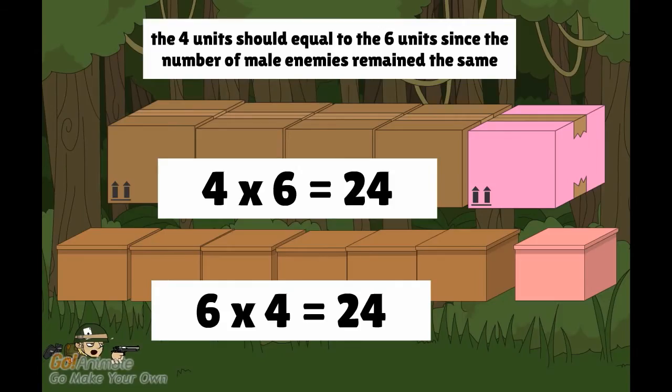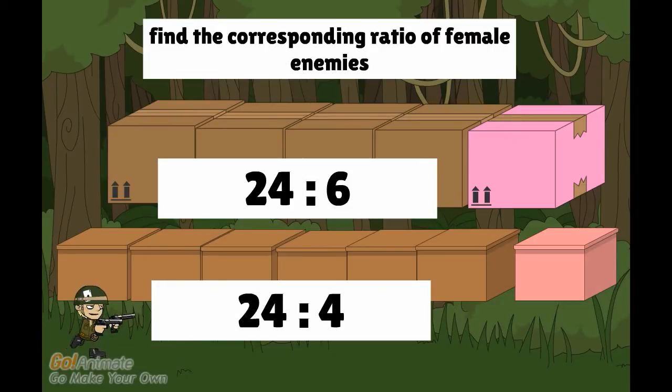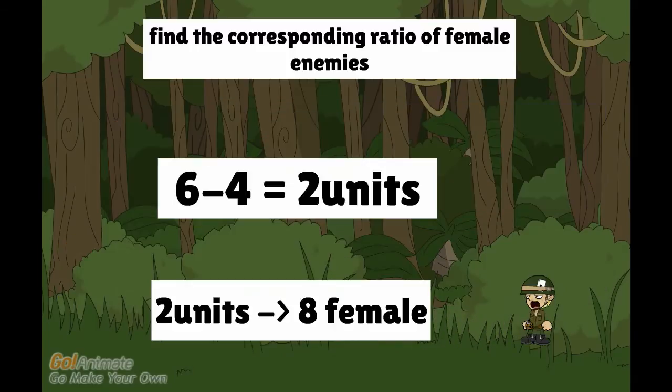So all you have to do is make them the same by finding the common multiple between 4 and 6. Next you will find the corresponding ratio for the number of female enemies. And you will realize that before is 6 units while it became 4 units after 8 left. So 2 units represents 8 females.